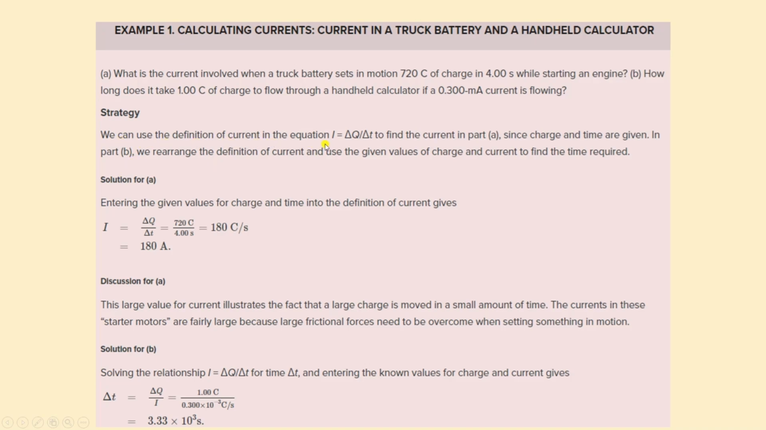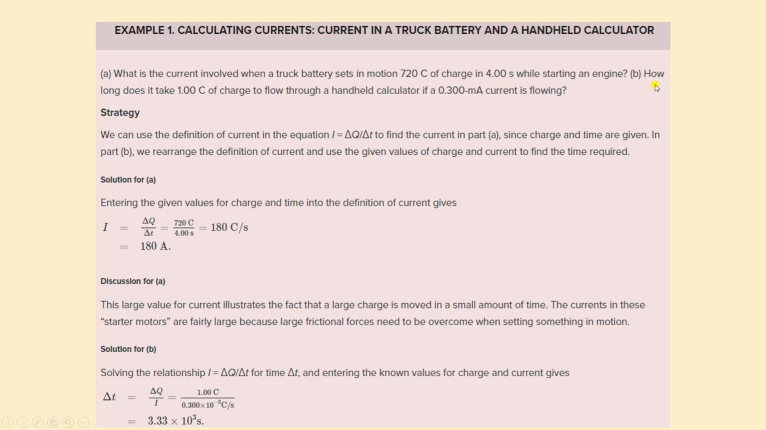We can use the definition of current. Current is equal to charge upon time. Since charge and time are given, for the first part we enter the values in the definition. Current is given by charge upon time. Charge is 720 coulomb and time given is 4 seconds. Dividing these two values, we get 180 coulomb per second. Coulomb per second is equal to ampere. So the current comes out to be equal to 180 ampere.